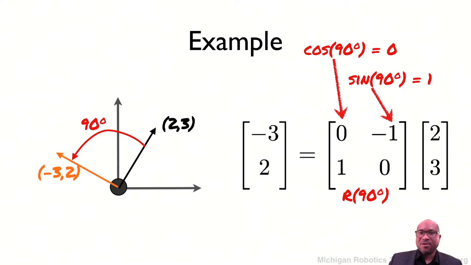So just remembering from basic high school geometry that the cosine of 90 degrees is going to be 0, and the sine of 90 degrees will be 1. And so if we plug those into the form of the matrix that we have here, we should be able to figure out what that matrix looks like from simple recall. And if we multiply that through, then we can see that if we multiply (0.2, 3) by this matrix, we get the new rotated point, (-3, 2).